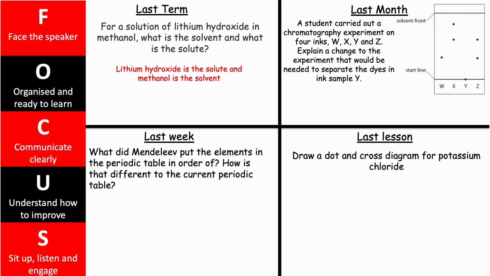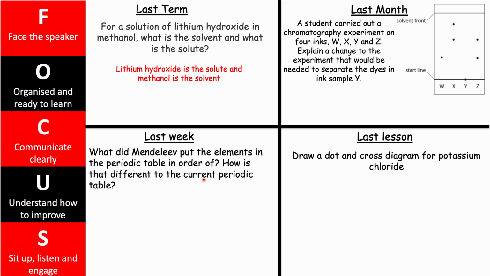Last month's question says, a student carries out a chromatography experiment on 4 inks. Explain a change to the experiment that would be needed to separate the dyes in ink sample Y. So if you look at the start line, you can see ink sample Y hasn't moved. The dyes in the ink have not been separated out. That's because Y is insoluble in this particular solvent, so the change you would need to make is to use a different solvent. Using more of the ink would not change how much is separated. So the only change you can make is using a different solvent.